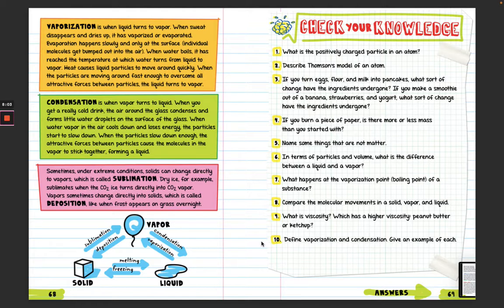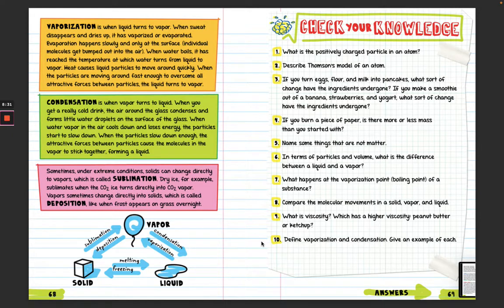Condensation is when vapor turns to liquid. When you get a really cold drink, the air around the glass condenses and forms little water droplets on the surface of the glass. When water vapor in the air cools down and loses energy, the particles start to slow down. When the particles slow down enough, the attractive forces between particles cause the molecules in the vapor to stick together, forming a liquid. Sometimes, under extreme conditions, solids can change directly to vapors, which is called sublimation.